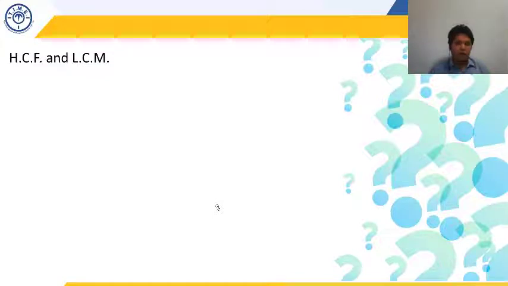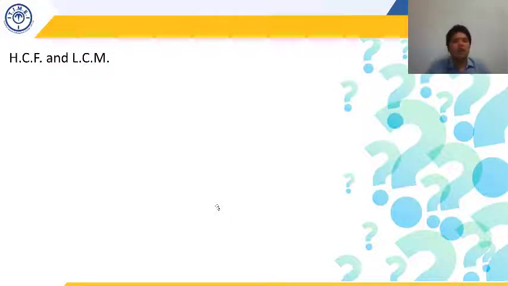What is the full form of HCF and LCM? It is highest common factor, and the full form of LCM is least common multiple. So in HCF it is factor, in LCM it is multiple. Before starting HCF LCM, just try to get the idea of what is the difference between factor and multiple. So first we are going to discuss the difference between factor and multiple.